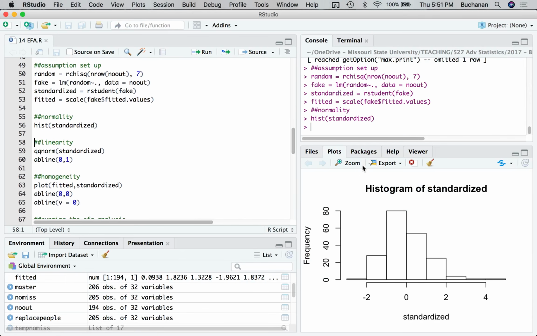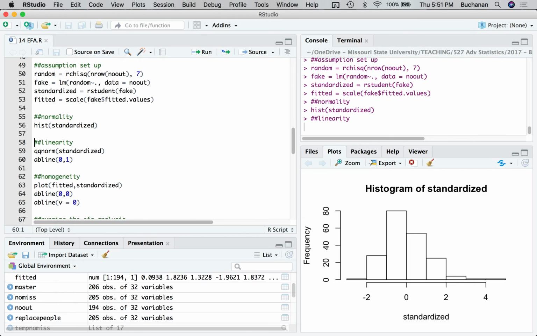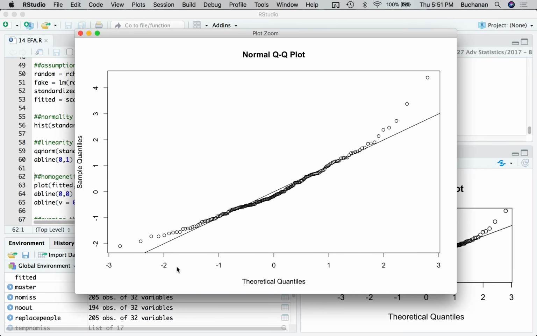Now let's look at our normal histogram. Remember, we have mice and we are using a random thing, so we're all going to get slightly different things, but hopefully everybody has this nice, beautiful histogram where it's centered over 0 and in between -2 and 2. So this, I would argue, looks pretty normal. For linearity, we want to again look and see that dots are mostly on the line between -2 and 2, and I would say this one looks pretty good.